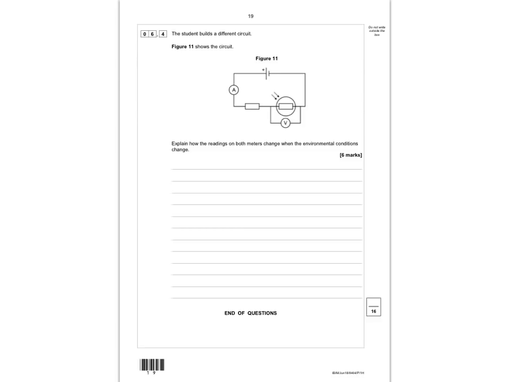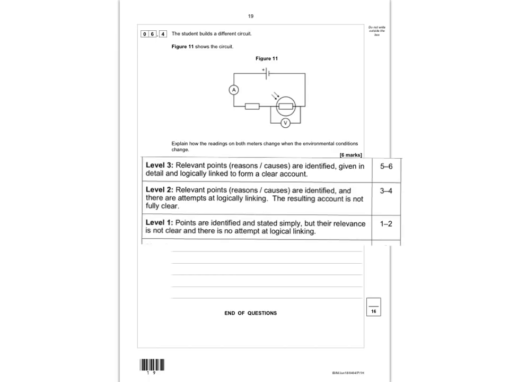This question is worth 6 marks, so it's important that we make good use of proper English, including capital letters and full stops. So in this question you're going to be assessed in the following way. To get a level 3 answer, which gets you 5 or 6 marks, you need relevant points, reasons or causes identified, given in detail and logically linked to form a clear account.